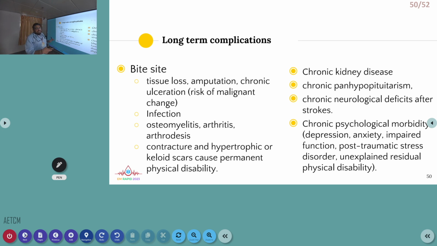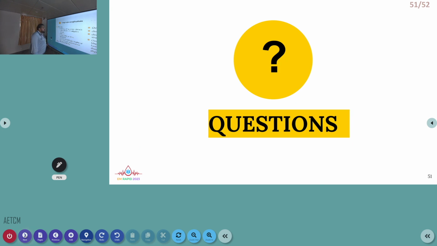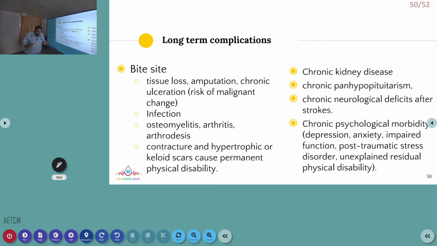There are already a few lectures on snake bite where we have discussed all those things in detail. This being a rapid revision, I am not going into all those things. There can be long-term complications: tissue loss, infection, osteomyelitis, contracture, hypertrophy, keloid scars, CKD, chronic panhypopituitarism, psychological morbidity, post-traumatic stress disorders. This all can be a possibility. So that is all about snake envenomation.